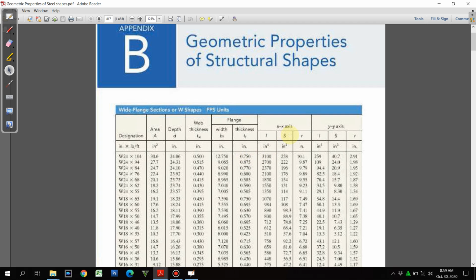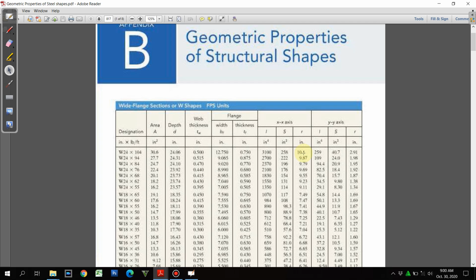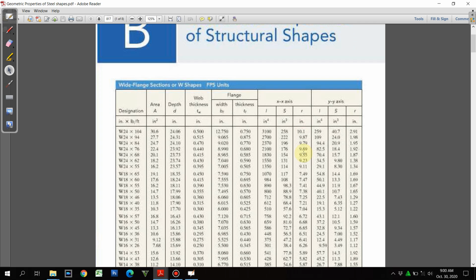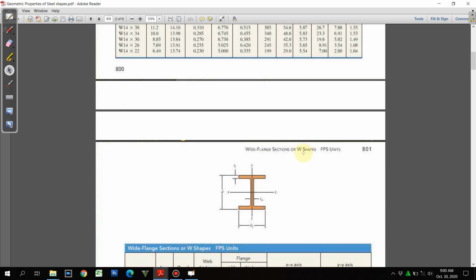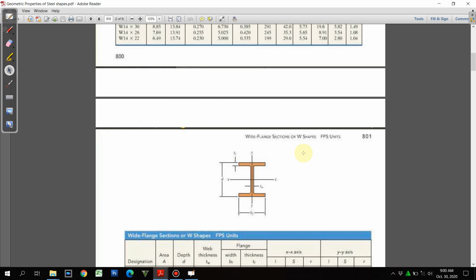And then for the x axis and y axis, given are the moment of inertia, the section modulus, and the radius of gyration. As we can see, there is a complete set of geometric properties essential for the design. There are a lot of data here wherein your needed dimensions, parameters or variables are already computed in a table. We can see a variety of shapes here.